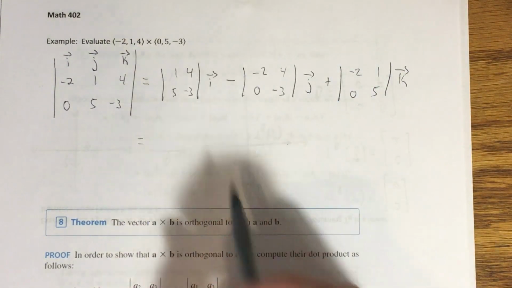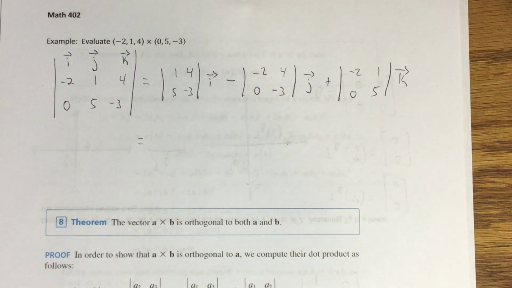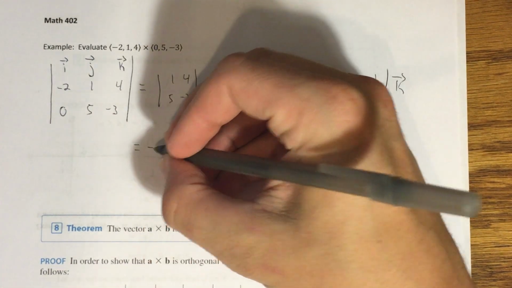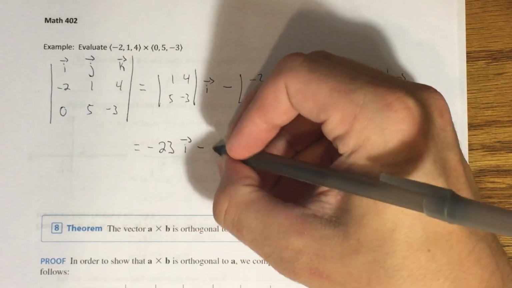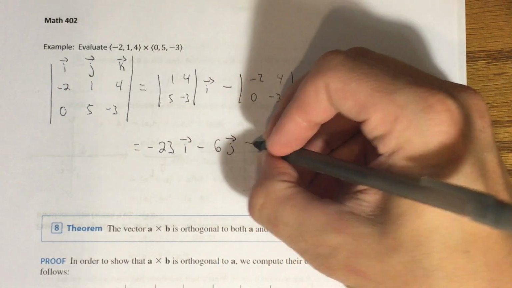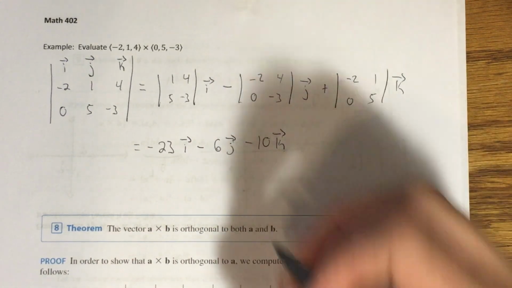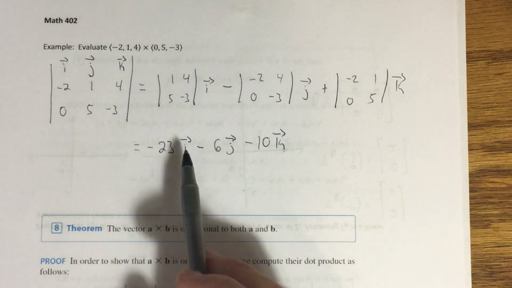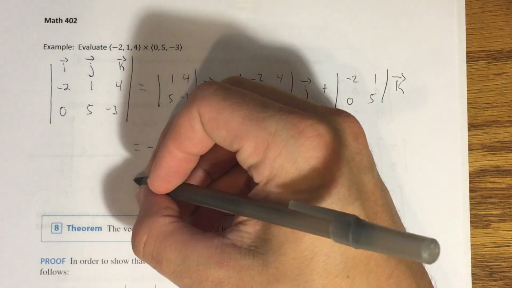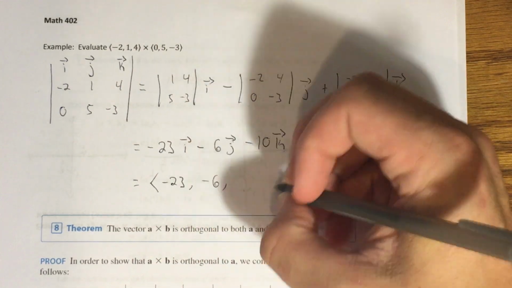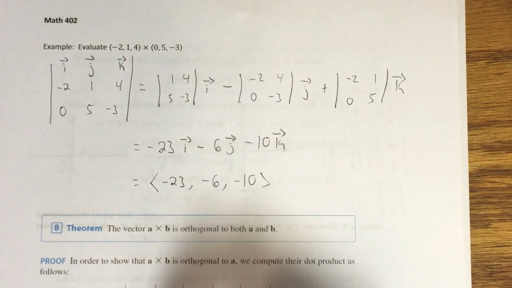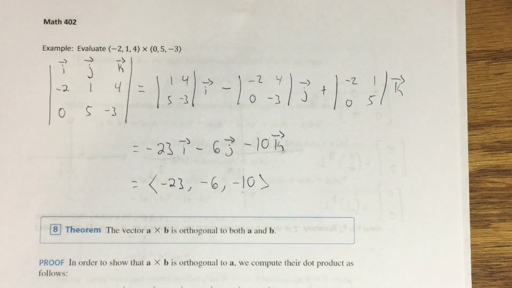Now, if I were to evaluate each of these determinants, which I'm not going to show you all the steps for, we're going to go straight to an answer. We're going to get negative 23I minus 6J minus 10K. That's a vector. It's not a scalar because it's got these standard basis vectors in it. In fact, if I wanted to, I could write it in component form as negative 23, negative 6, negative 10. Either of these are an acceptable way to write that answer. Okay? So, that's what the cross product looks like when we evaluate it.